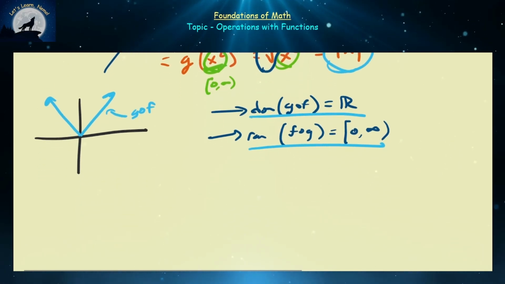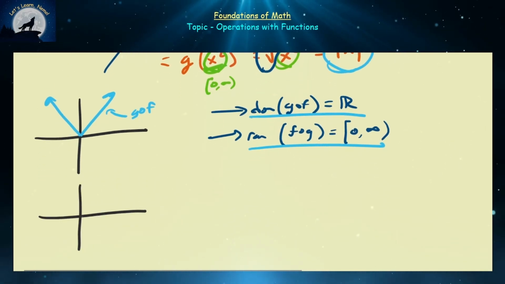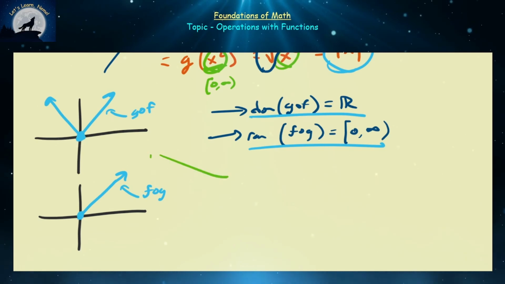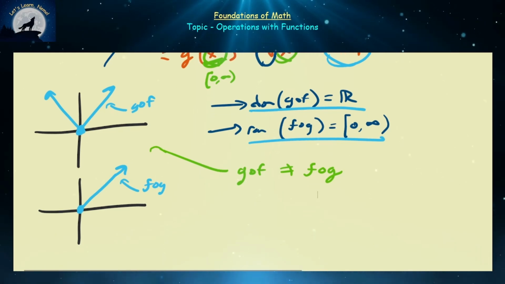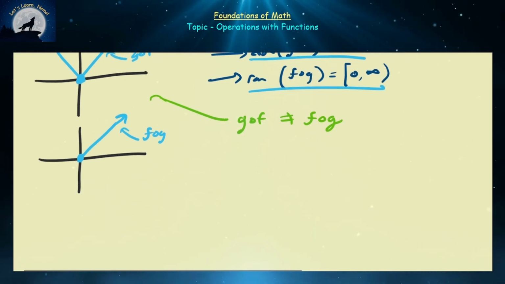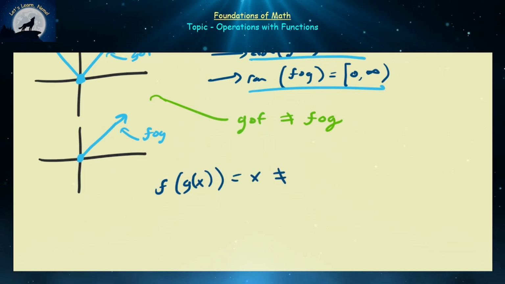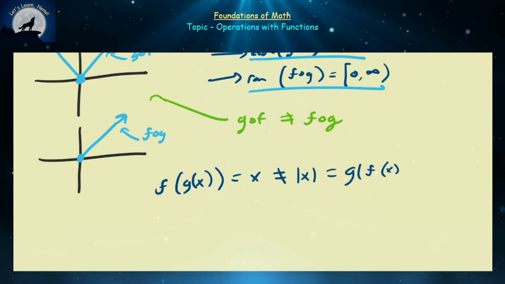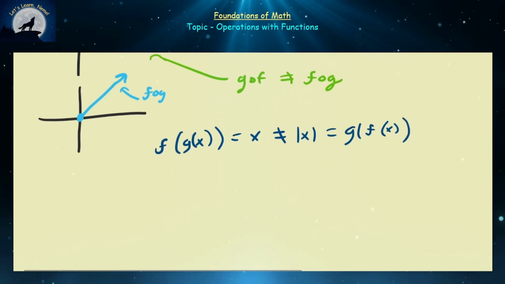Right? But when we looked at the other direction, so close circle there, arrow there, this is f of g. And we clearly see from this diagram that g composed with f is not equal to f composed with g, right? Because when we did our compositions, f of g of x came out to x, and that is not always equal to the absolute value of x, which is what g of f of x was equal to.